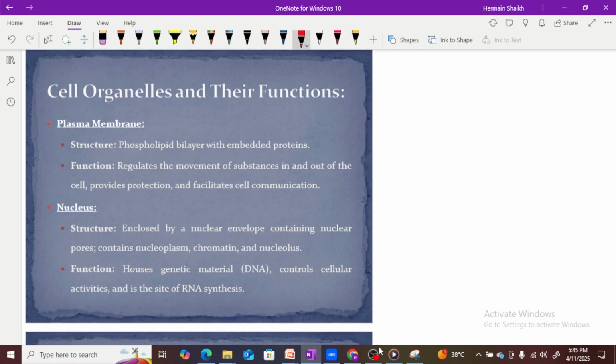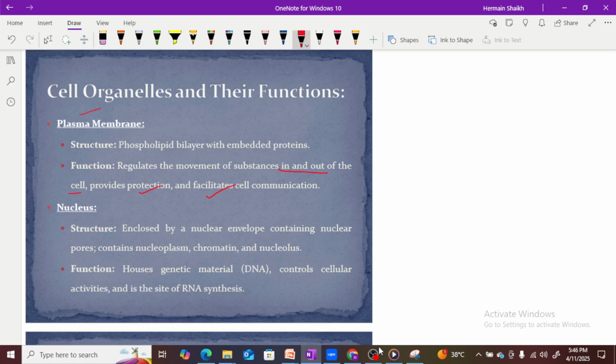Now here we can see the organelles and their functions. The plasma membrane, also known as the cell membrane, has a structure consisting of a phospholipid bilayer with embedded proteins. Its function is to regulate the movement of substances in and out of the cell, provide protection, and facilitate cell communication. All cell communication, protection, and what goes in and out of the cell is regulated by the plasma membrane.